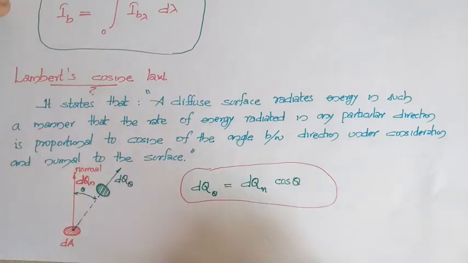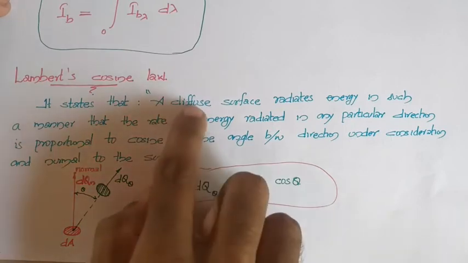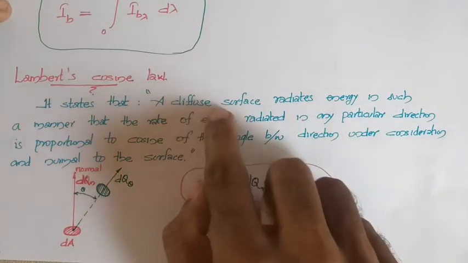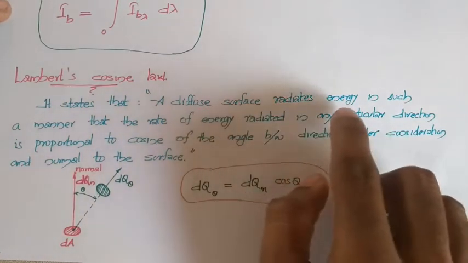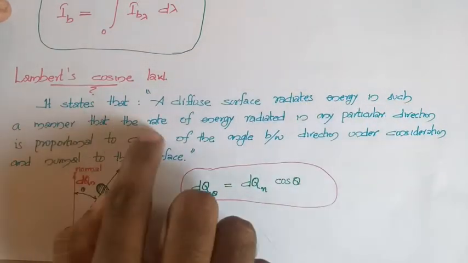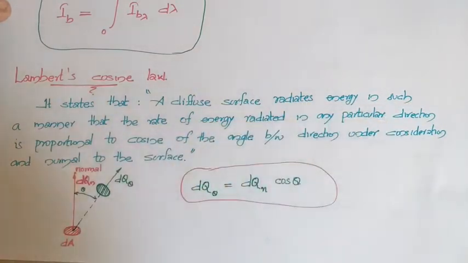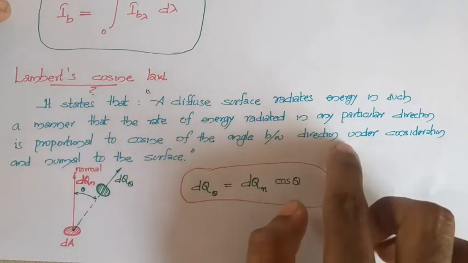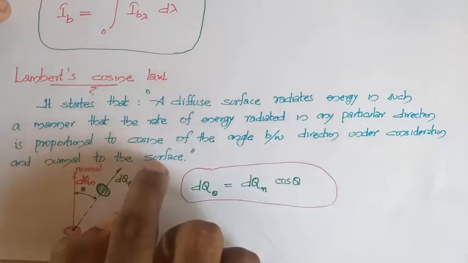We have seen in the previous video that for a diffuse surface, the reflected radiations will be going equally in all directions. Simply put, a diffuse surface is one whose radiation properties are independent of direction. Such a diffuse surface radiates energy in such a manner that the rate of energy radiating in any particular direction is proportional to the cosine of the angle between that direction and the normal to the surface.